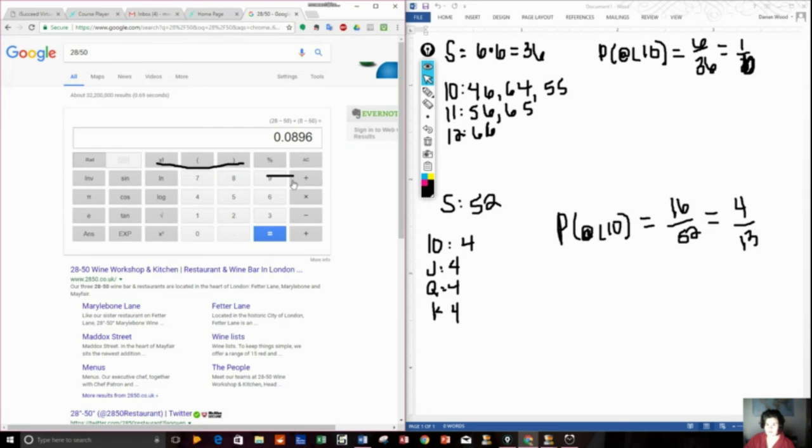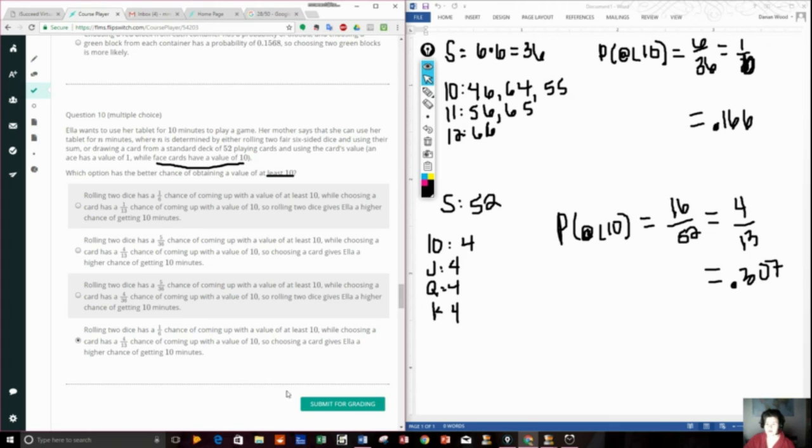Yes, because let's check. What is 1 divided by 6? That's 0.166. And what is 4 thirteenths? 0.307. So which one's bigger? Well, drawing your card is greater, because 0.3 is greater than 0.1.